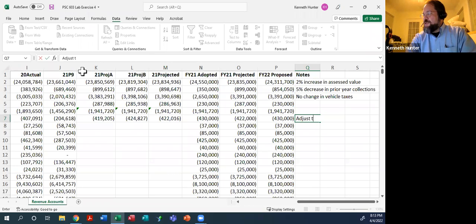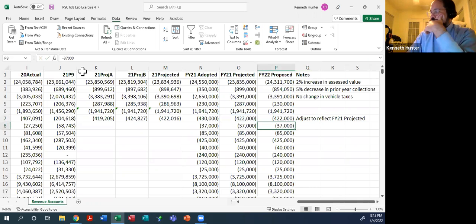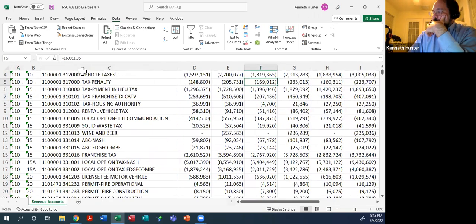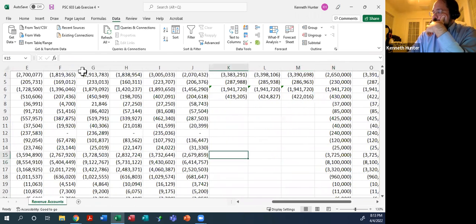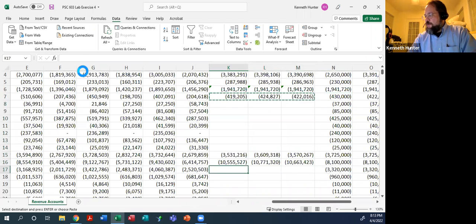So here with cable franchise, I'm just going to adjust this one to reflect the projected, because there's not going to be any change. Let me go down and look at local option sales tax. I'm actually going to do three of them. I'm going to do electric sales tax and then the two local option sales taxes.